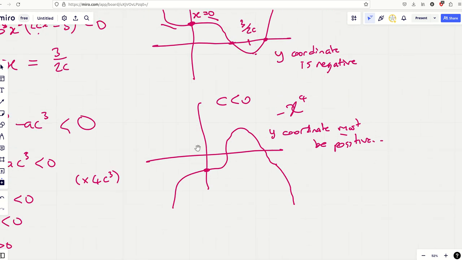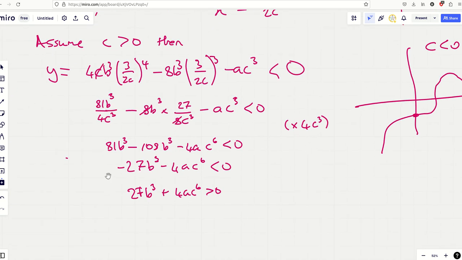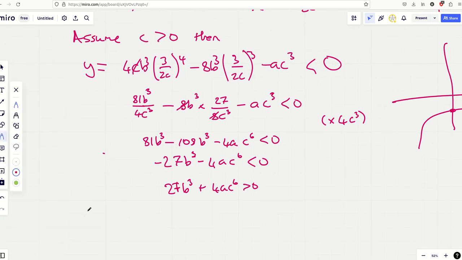Now, I did it for the positive case. I really should do it for the negative, but it does work exactly the same way. Assume c is less than 0. It annoys me when you know it's going to work, but you have to still write it down. Then that's going to be exactly the same.